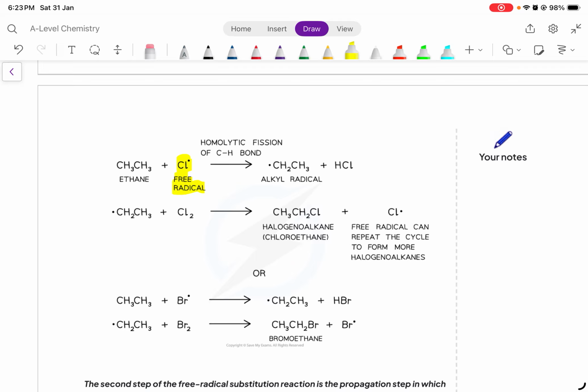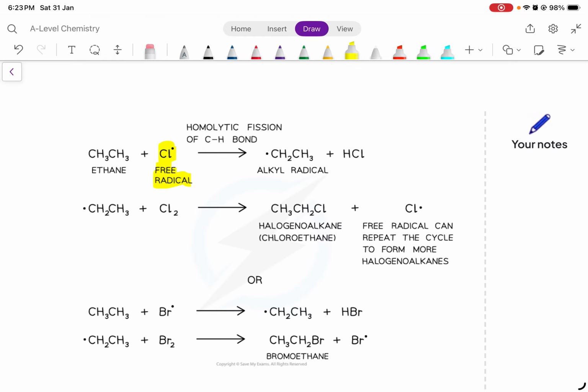But in other cases, for example with Cl2, we break a bond again. What I want you to see is that there is something special here: there is a free radical. What we are seeing here is actually a repeat, a continuation of this step. See? A continuation of this step, only with one more Cl added.